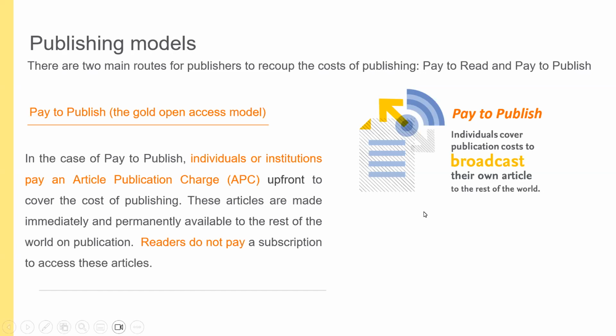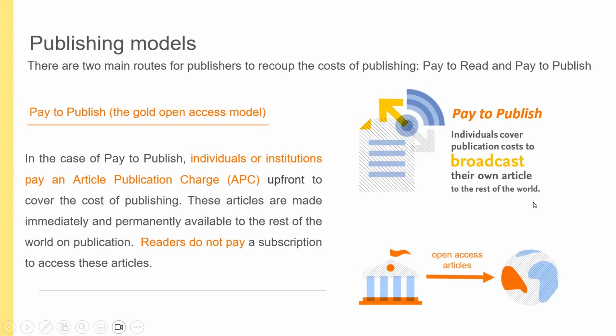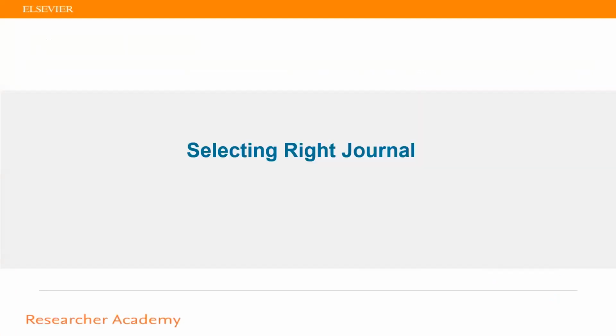So pay to publish, who will pay? The individuals cover publication costs to broadcast their own article to the rest of the world, and this is exactly the meaning of open access articles. So based on these two publishing models, we have two different kinds of journals: journals that don't ask for money from the authors, and journals that ask for money from the authors. The latter are called open access, and the other journals are called subscription journals.